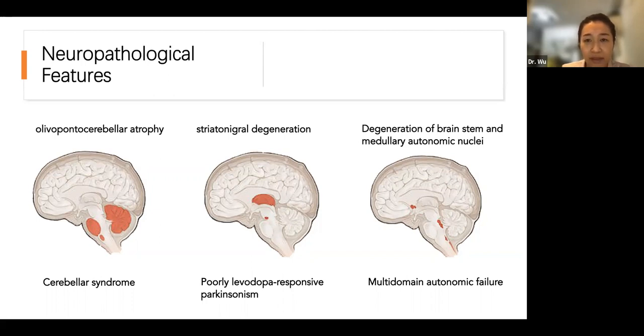And in the second picture, we can see striatonigral degeneration. It will cause poorly levodopa responsive Parkinsonism. And in the third picture, we can see that the neurodegenerative changes will affect the central autonomic nervous system, such as the hypothalamus, dorsal nucleus of the vagus nerve, nucleus ambiguus, and so on. Then these will result in multi-domain autonomic failure.